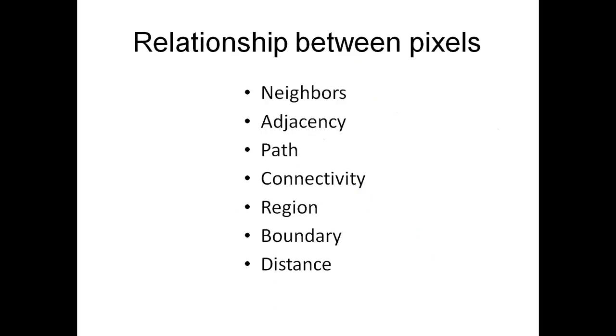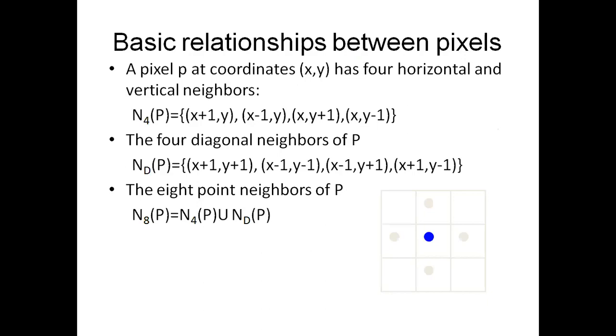When we talk about the relationship between pixels, we have the terms neighbors, adjacency, path, connectivity, region, boundary, and distance. For the basic relationship between pixels, a pixel P at coordinates (x, y) has 4 horizontal and vertical neighbors: (x+1, y), (x-1, y), (x, y+1), and (x, y-1). The diagonal neighbors of P are (x+1, y+1), (x-1, y-1), (x-1, y+1), and (x+1, y-1). The 8 neighbors are the 4 neighbors combined with the diagonal neighbors.